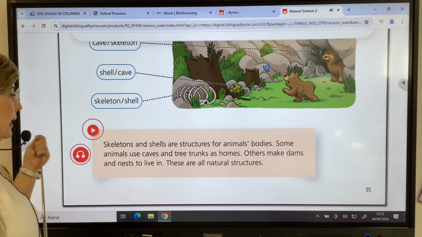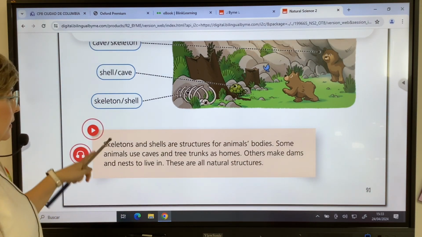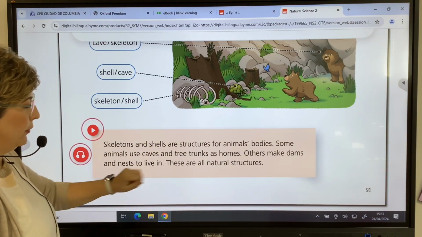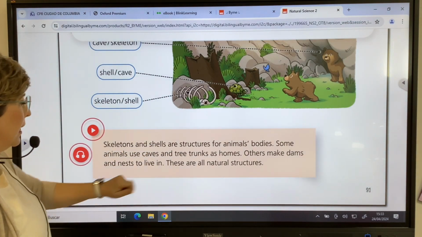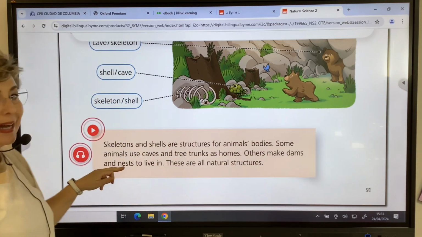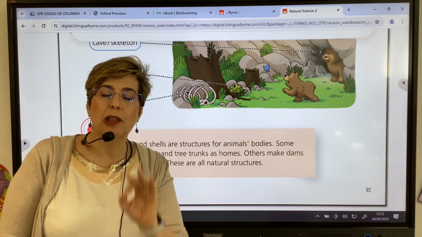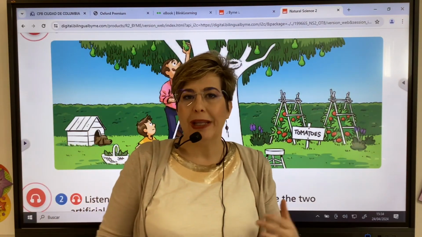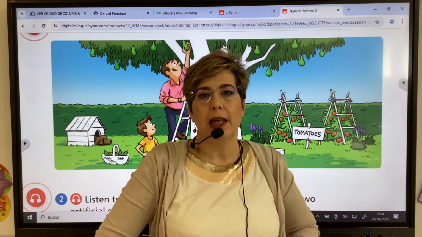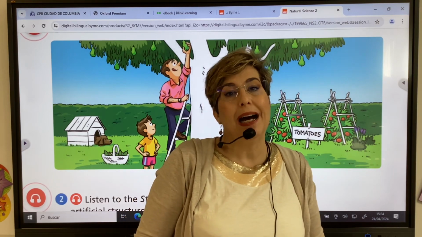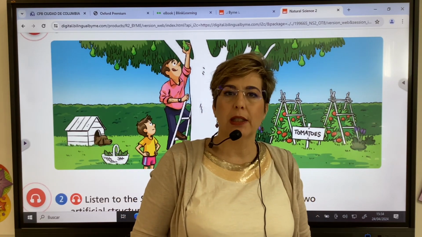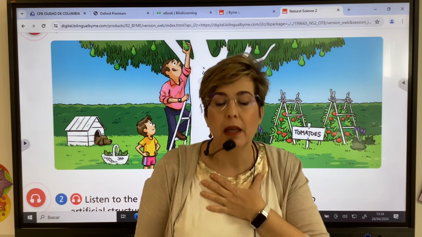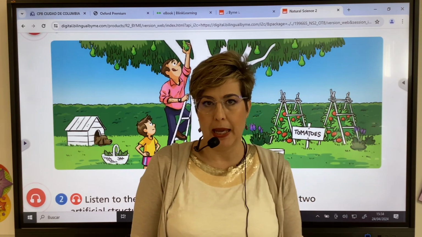Okay, so if they are a skeleton, a shell, a cave, a tree trunk, a dam, or a nest, it is a natural structure. Let's go to the next part of the unit and we are going to talk about artificial structures. Artificial structures are structures that we make, that people make.